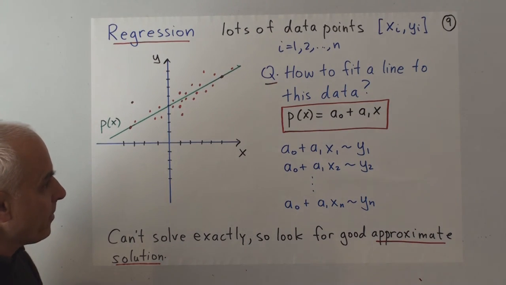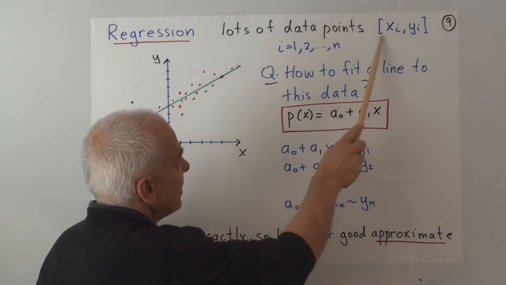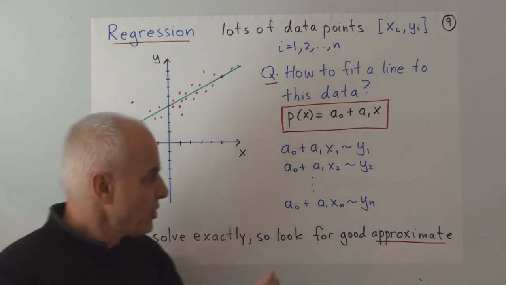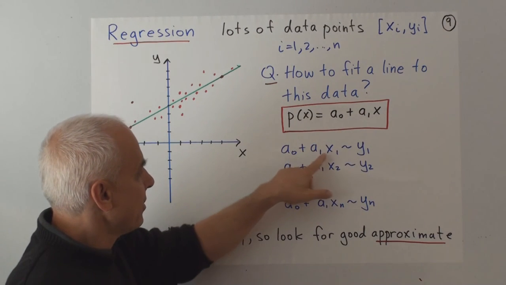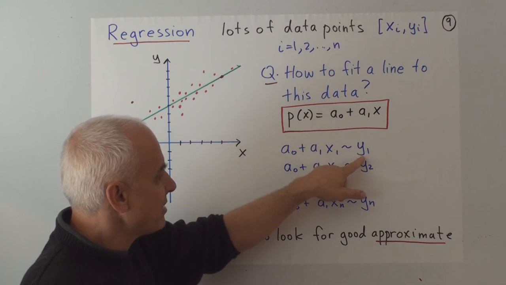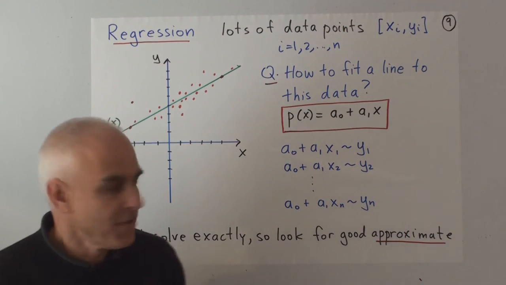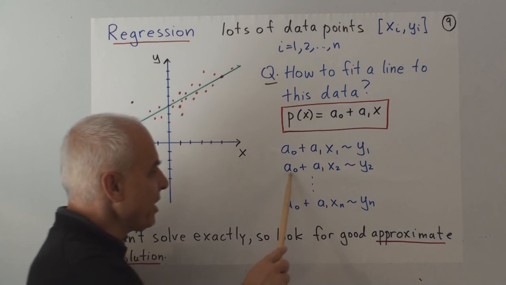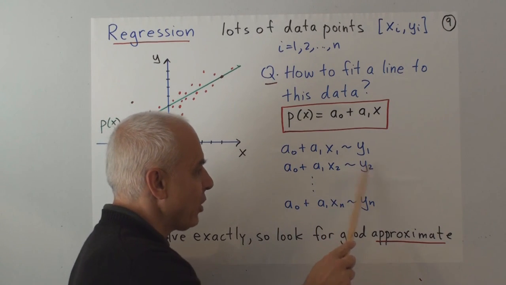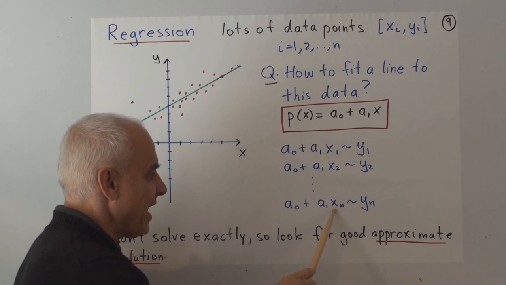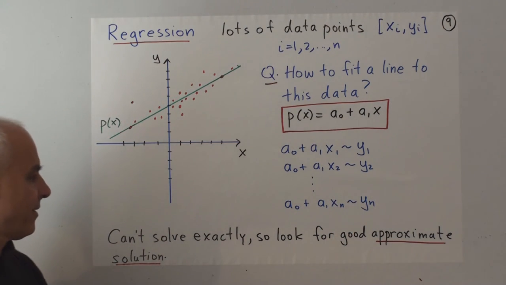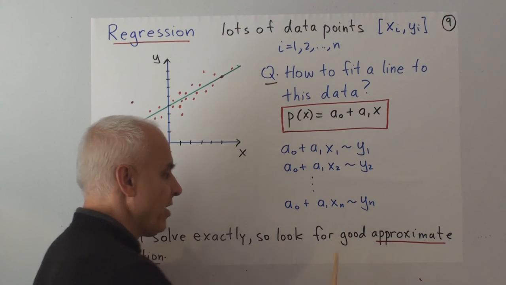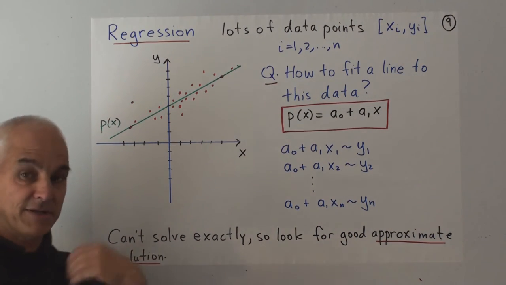What do we require? Well, we can't expect that all of these data points lie on the line, but we can expect that they're close. So if you plug x1 into the equation, you should get a number that's pretty close to y1. This means approximately, or close to y1. Similarly, when you plug in x2, you should get a value that's close to y2, all the way down to xn, close to yn. We can't solve the system exactly if there are equalities here, but we're looking for a good approximate solution.